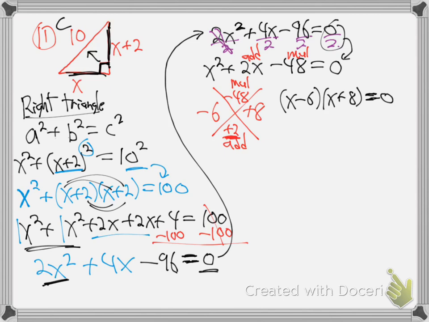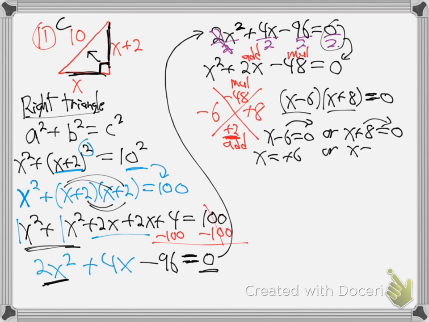So then you know what to do from there, right? You set each of these equal to its own 0. So x minus 6 all by itself is 0, or x plus 8 all by itself is 0. Jump it over. x is positive 6, or, jump it over, x is minus 8. Okay, now, we have two answers. Now, careful, we're not done yet.